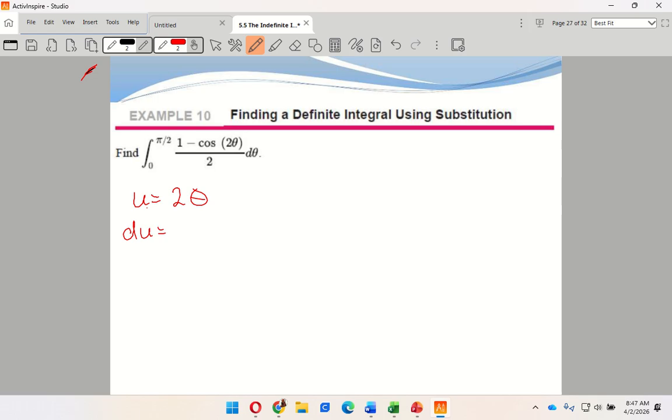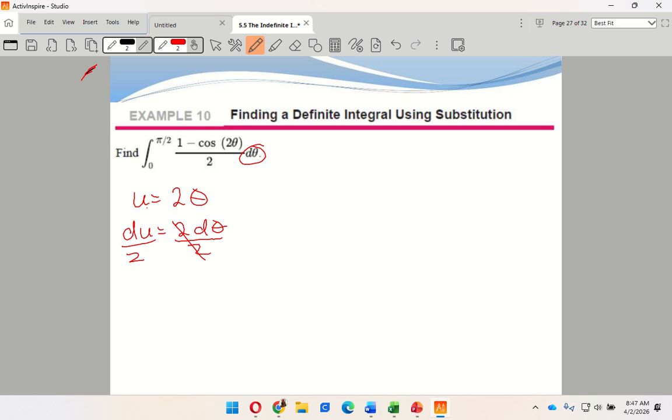It'd be just 2 then? Yes, it would be 2 what? 2 d theta. d theta, very good. 2 d theta. And then we want to get rid of, yeah, so we're going to divide both sides by 2. Very good. We get d theta by itself. Yep. And then what about the 2 I already have in there?